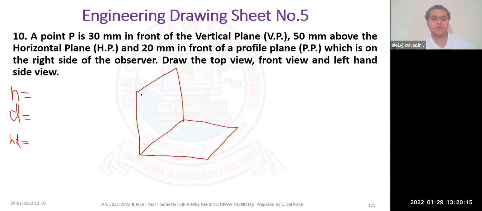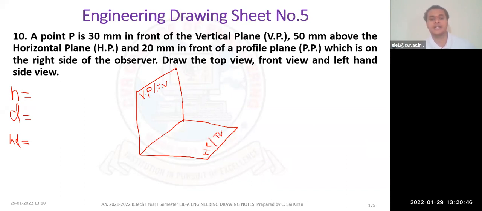You have two planes. One is the vertical plane and another is the horizontal plane. On the vertical plane, you can see the front view of an object. On the horizontal plane, you can see the top view of an object.